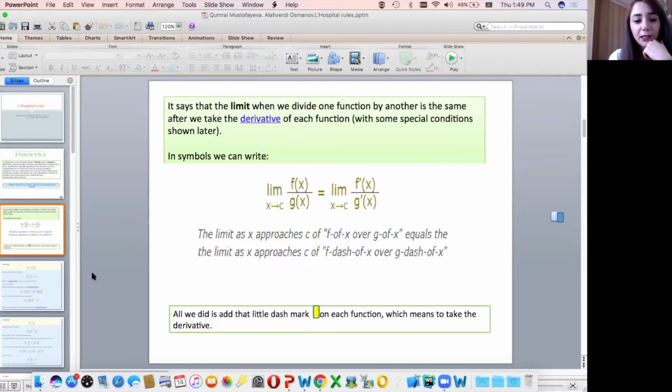And this is the derivative. It says that the limit when we divide one function by another is the same after we take the derivative of each function. In symbols, we can write: the limit as x approaches c of f(x) divided by g(x) equals the limit as x approaches c of f prime(x) divided by g prime(x).